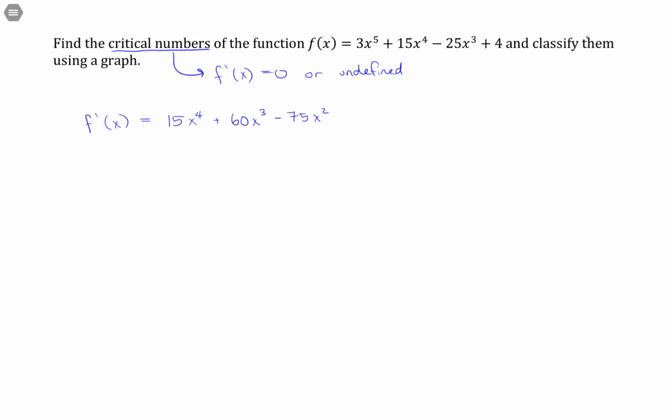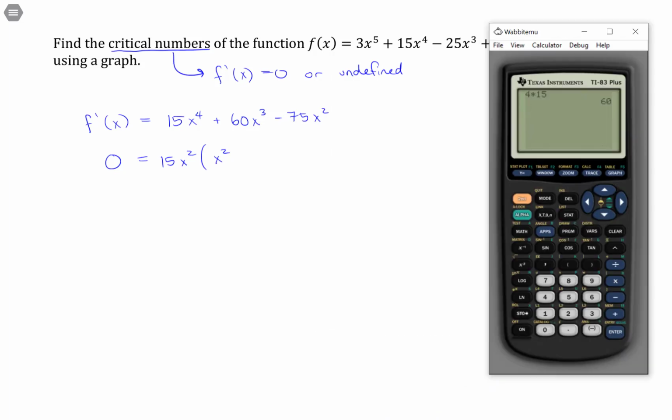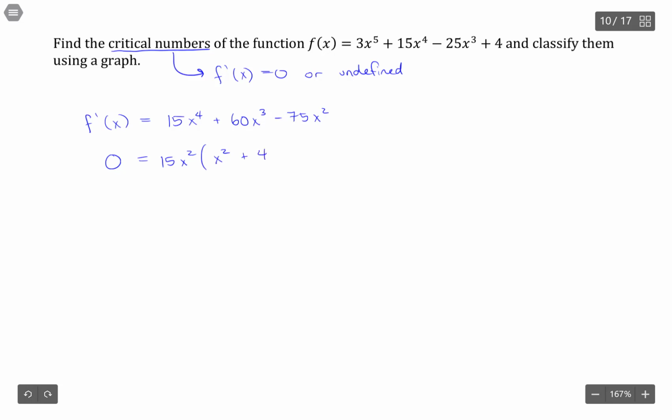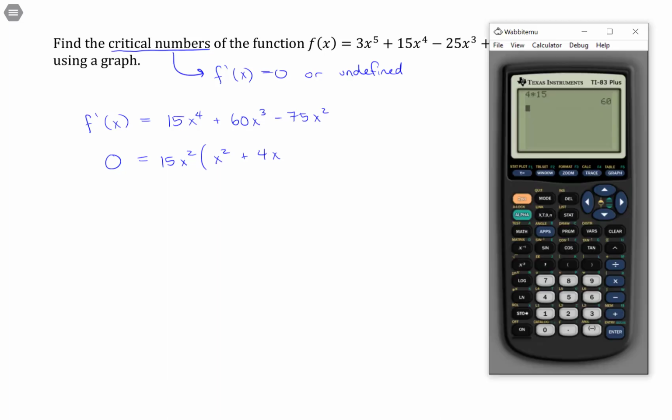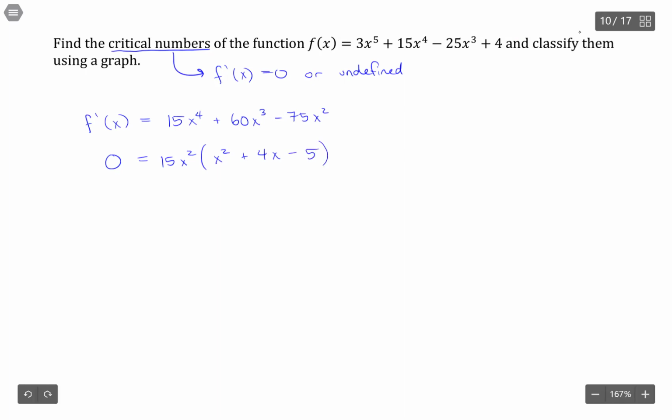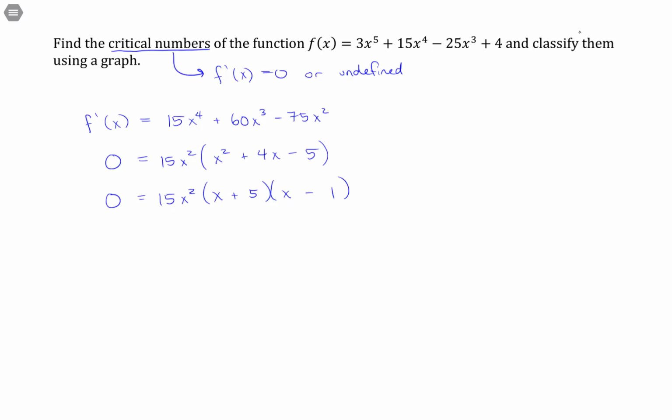Now, I want to know where this is equal to 0. So I need to set this equal to 0 and solve. And one thing that I notice is it looks like 15x squared is a common factor here, which would leave me x squared in the first term, then 60 over 15 I think is 4. That's 4. So plus 4x and 75, that's 5. Okay, so minus 5, and then pulling out the x squared. All right, now these will factor. This would be 5, and this could be 1, and if the 5 is positive and the 1 is negative, that would add up to positive 4, but then multiply to negative 5.